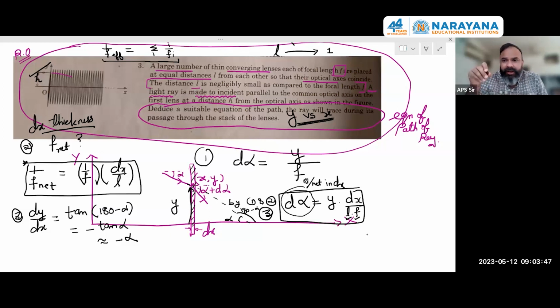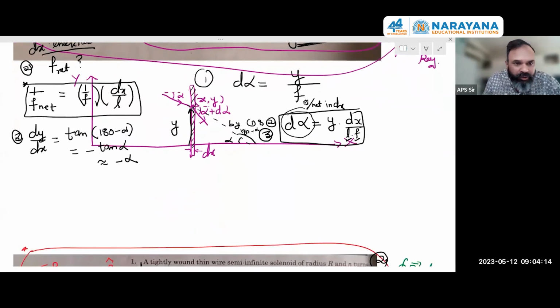Because you are taking small aperture paraxial rays. Your h is not so large. So basically you are somewhere here. So everything that is happening over all these derivations that I'm using is for small aperture paraxial rays. So I'm not mentioning it here again and again. But if this problem comes in the JEE examination, they will mention it, because we are writing theory for small aperture paraxial rays. Now what happens is, I got my dy by dx as minus alpha.